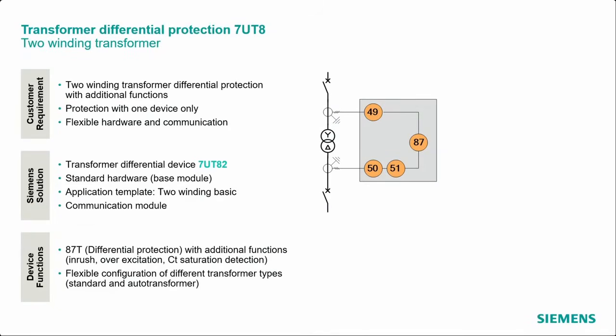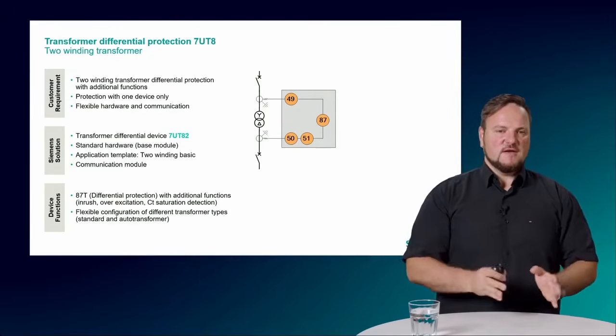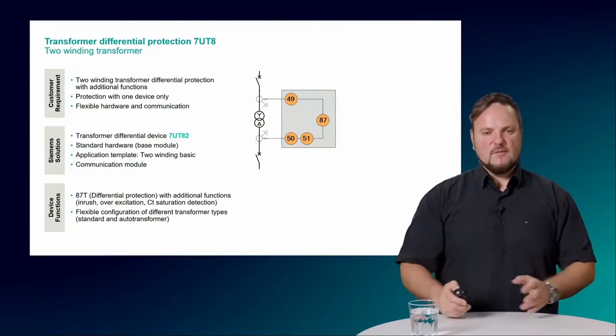You will see the device functions on board. That means we have here the differential protection with the special or additional features for inrush detection, over-excitation detection, and of course the CT saturation detection. And we have the flexible configuration of each transformer side. That means this device can be used for standard as well as for auto transformer.